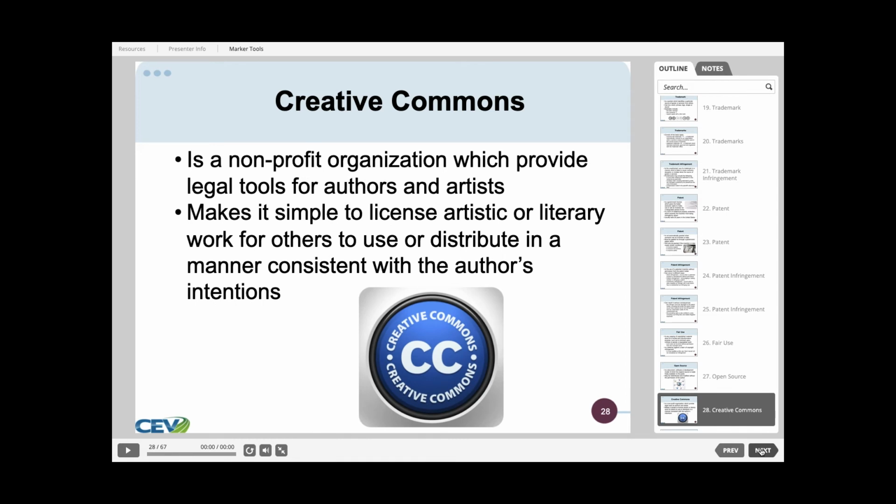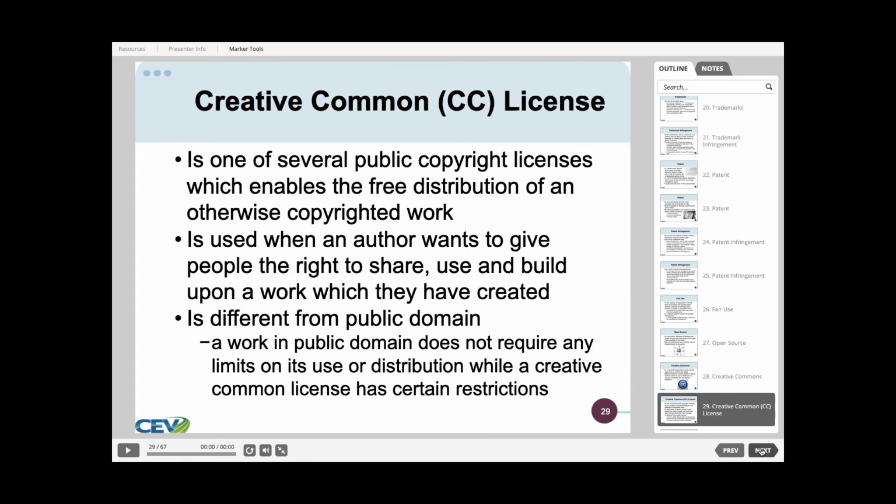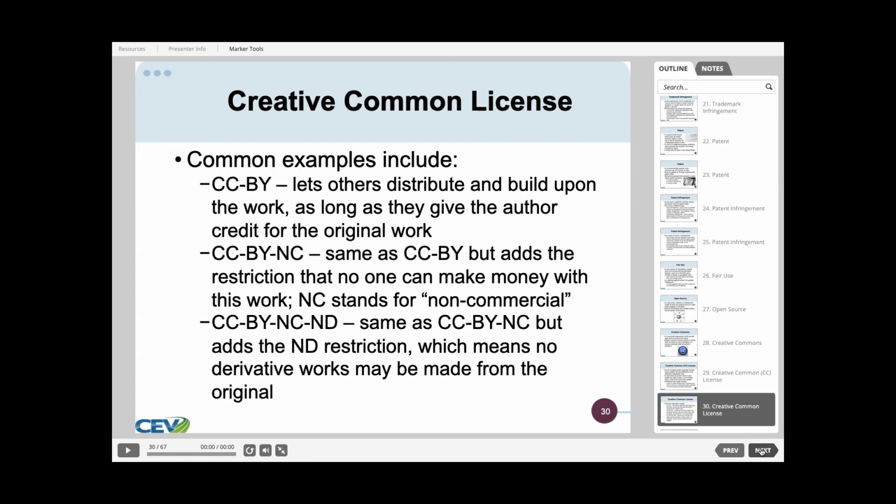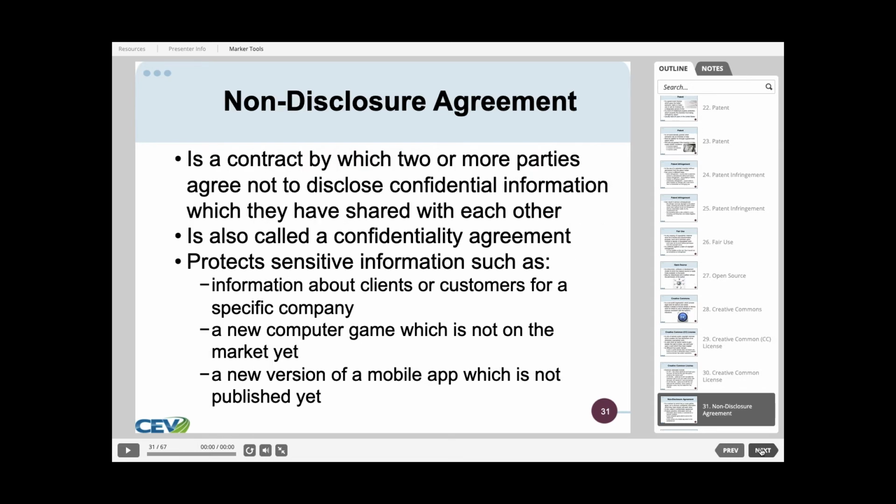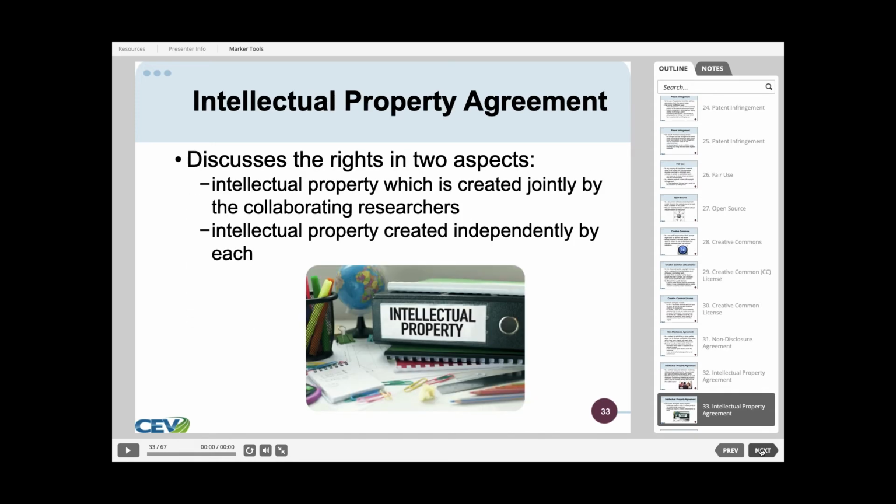Copyleft, Creative Commons is wonderful. It's machine-readable copyrights where artists put up front what you can do with their work. And again, I don't want you to be seeing every single thing on these slides. Feel free to pause it and see what the slide says, and then see where you want to go from there. Non-disclosure agreement, I talked about.